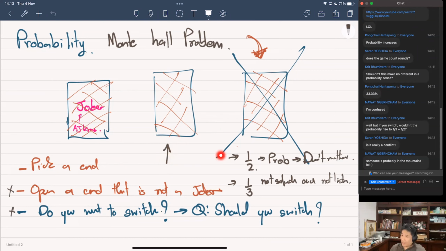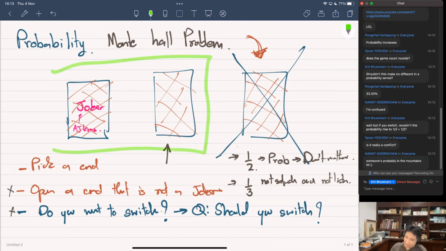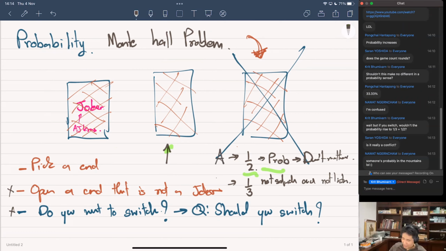So the first argument is the following. Because at the end, when they ask you whether you want to switch or not, you have 2 choices, right? So that means the probability is a half. Sounds clear, right? That's the first argument. That means if you don't switch, the probability is a half. If you switch, the probability is also a half. But the other argument, let me call this argument A. Let me call this argument B.